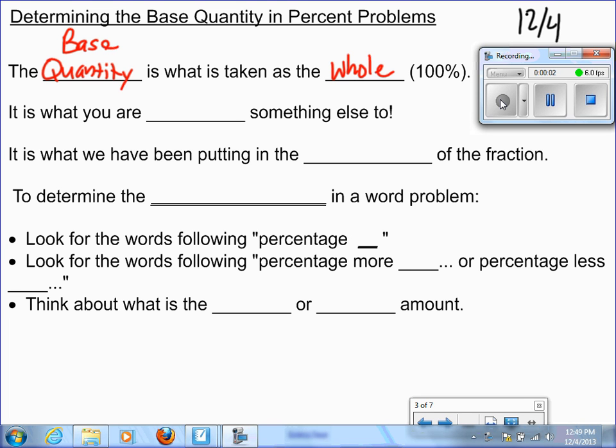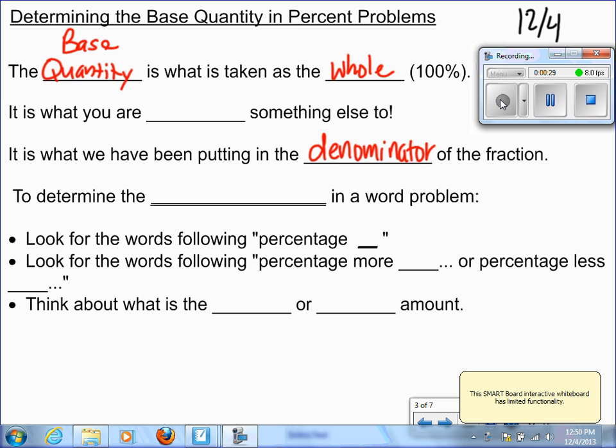Right, so determining the base quantity in percent problems. The base quantity is what's taken as the whole, 100%. It goes in the "of" part of the fraction, the 100% or whole format. It's what we've been putting in the denominator of the fraction. It's what we're going to be comparing something else to.